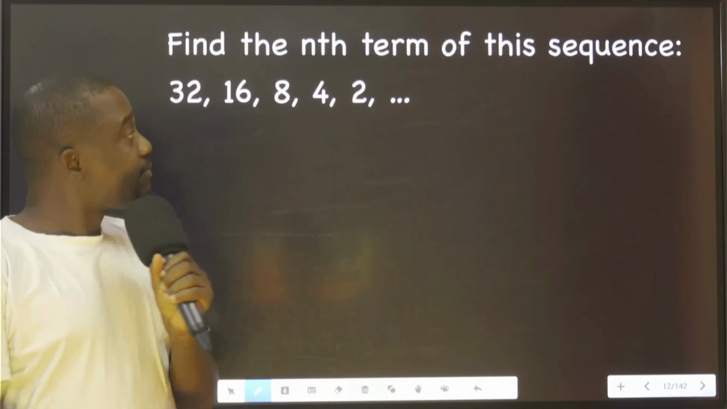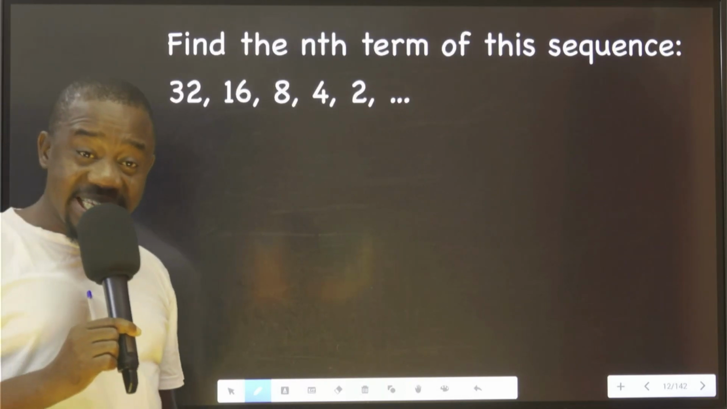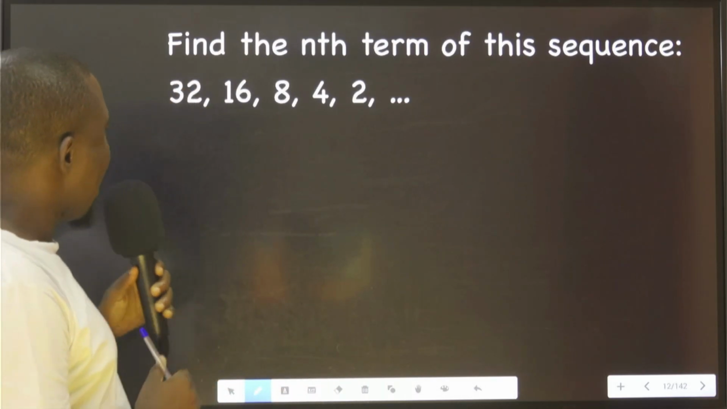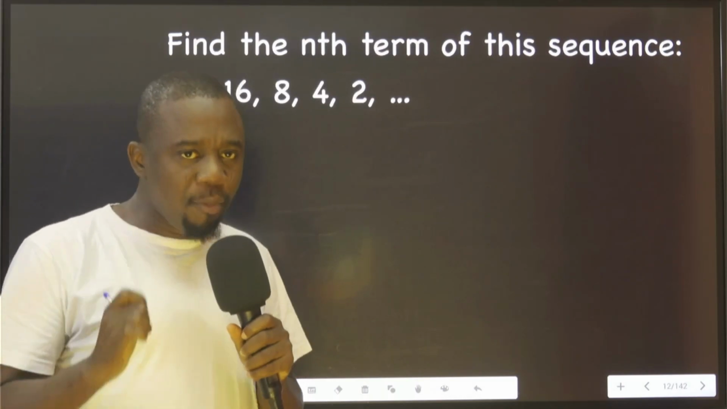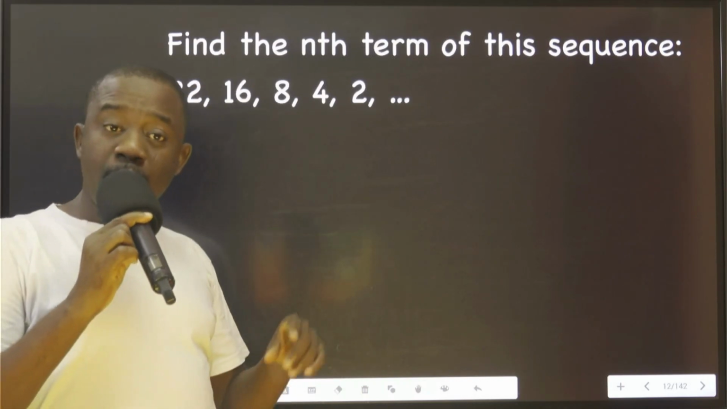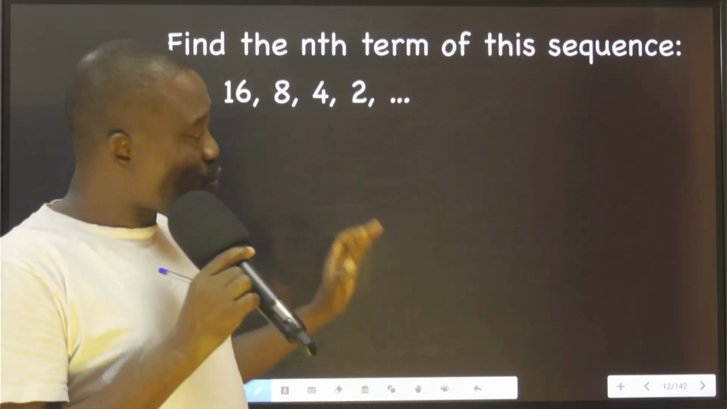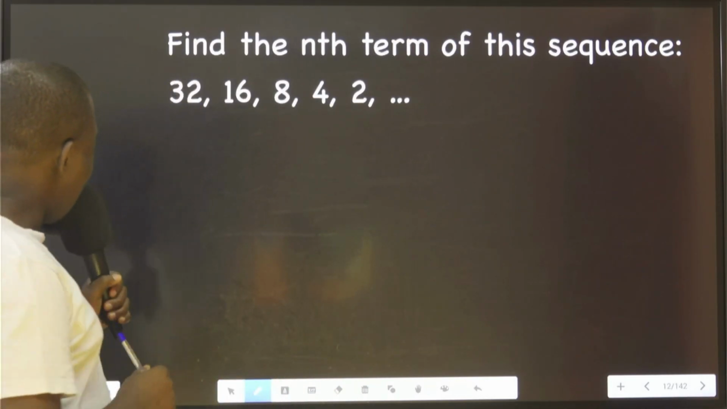Let's look at this. Find the nth term of this sequence. How do we go about this? This is another nth term, a formula to represent this pattern or this sequence. But you need to investigate the pattern. What is going on here to get that formula? How do we go about this?